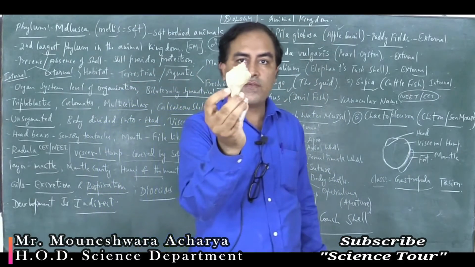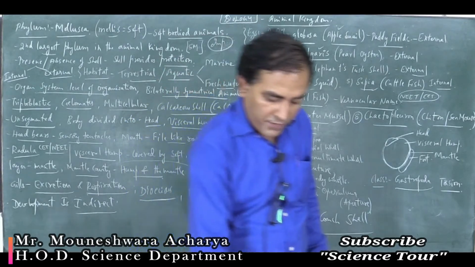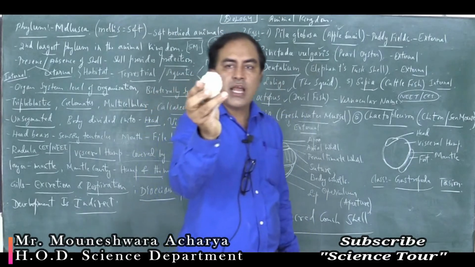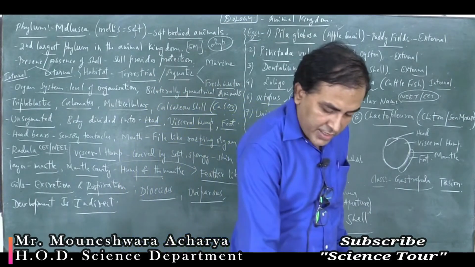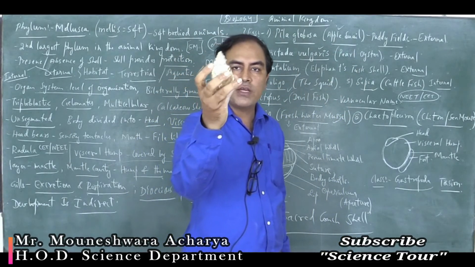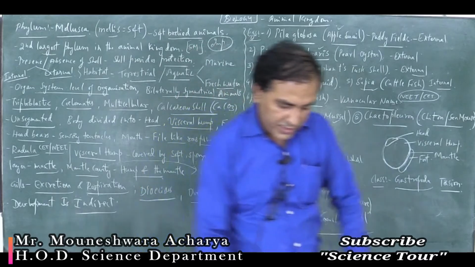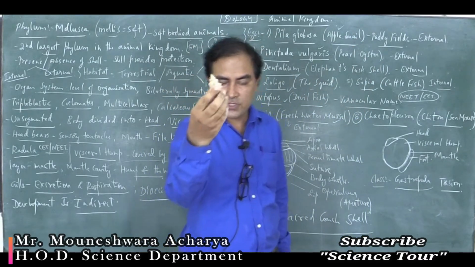So they are of different sizes. See, and see the different colors. They may be in white color or they may be in cream color. See, they may be in brown color. So you can see the different shapes.